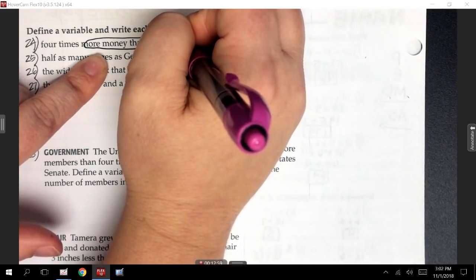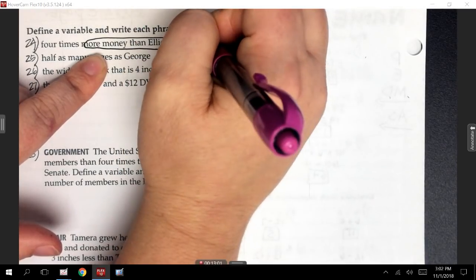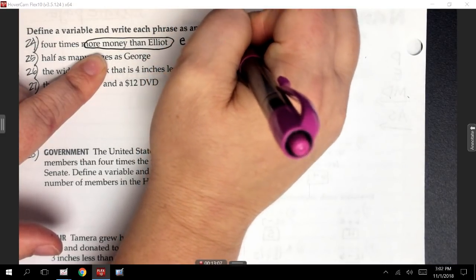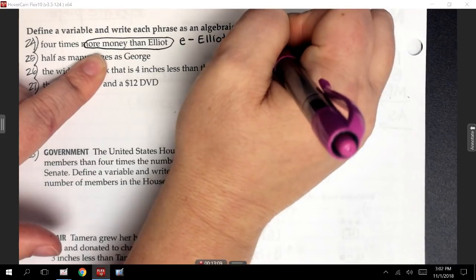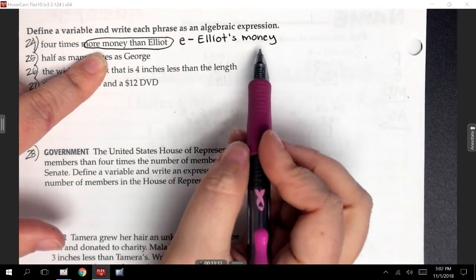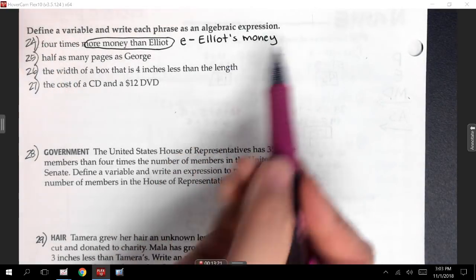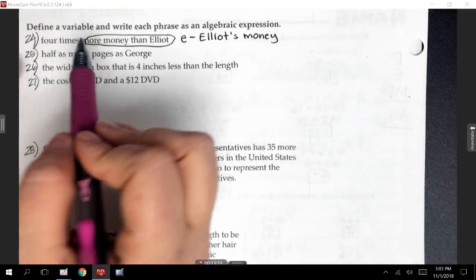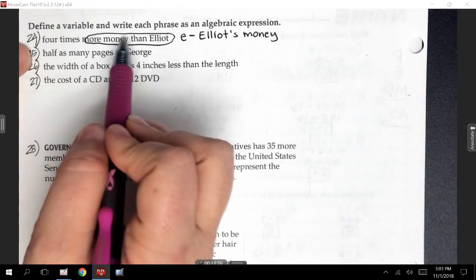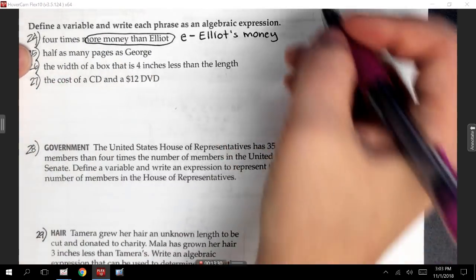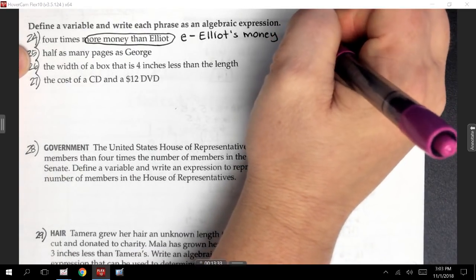So here, I'm going to use a lowercase e, and I'm going to say that stands for Elliot's money. Guys, Elliot's money, isn't that a lot more clear than just more money than Elliot? More money than Elliot. Does that make sense? No. But if I say Elliot's money, that's what we're looking for. And then if I look here, it says 4 times. What we're talking about here is Elliot's money. So 4 times Elliot's money would just be 4E.